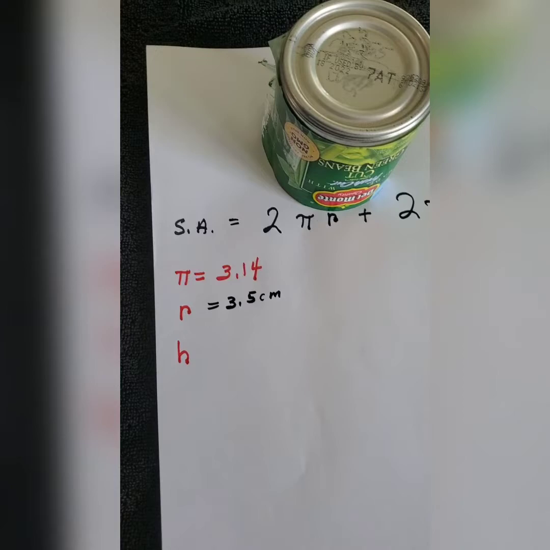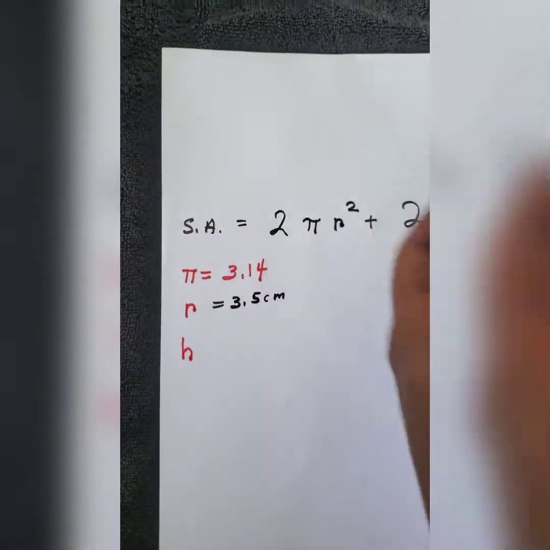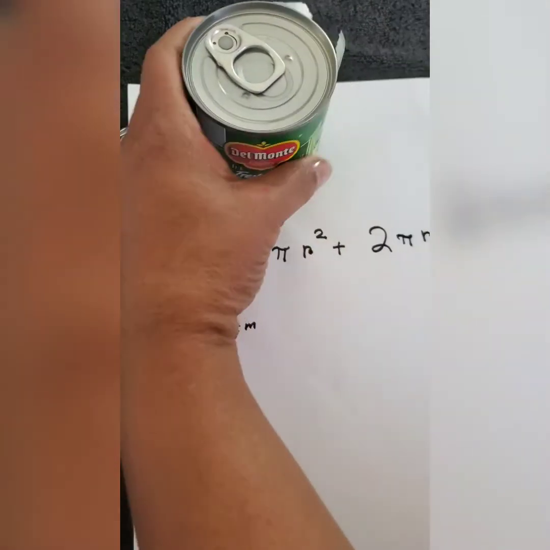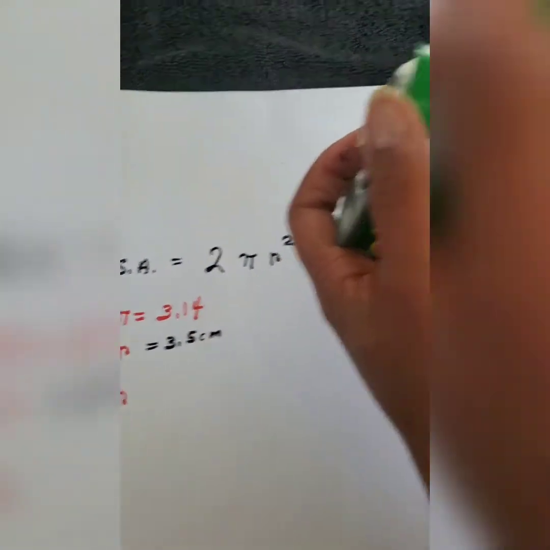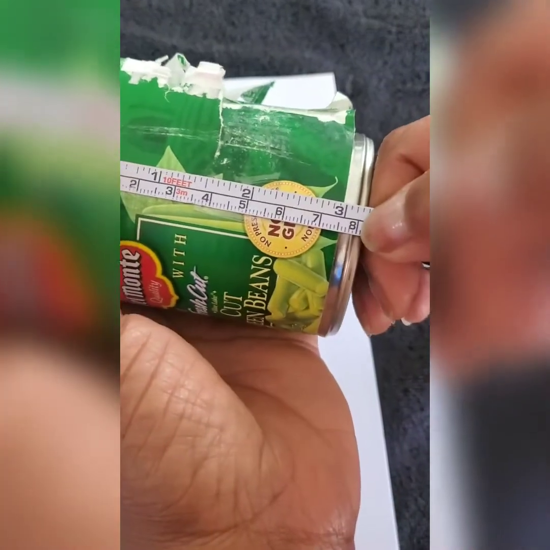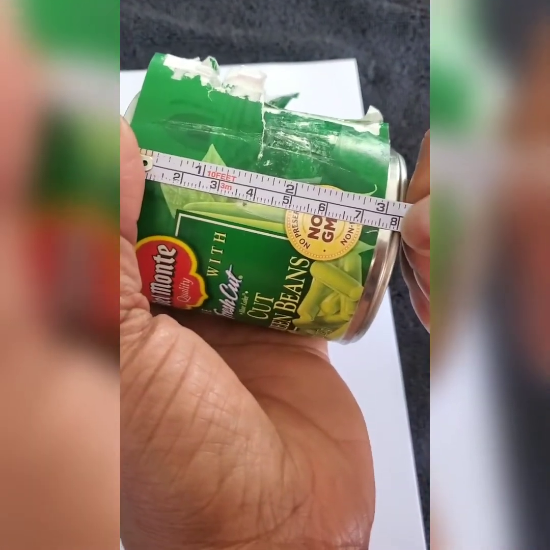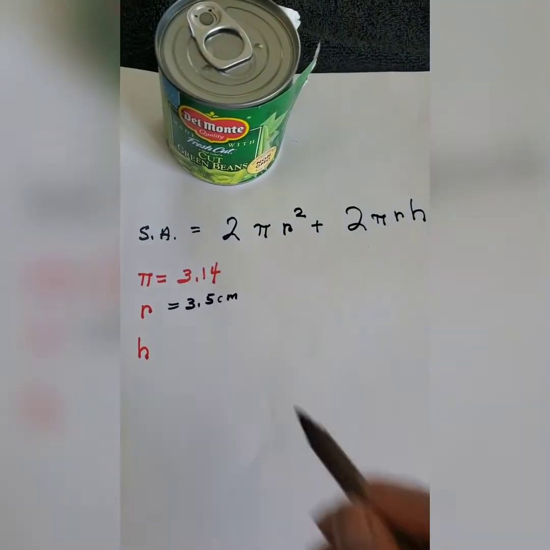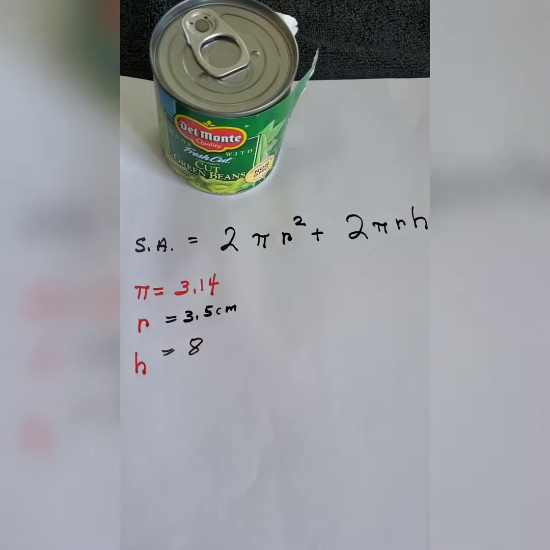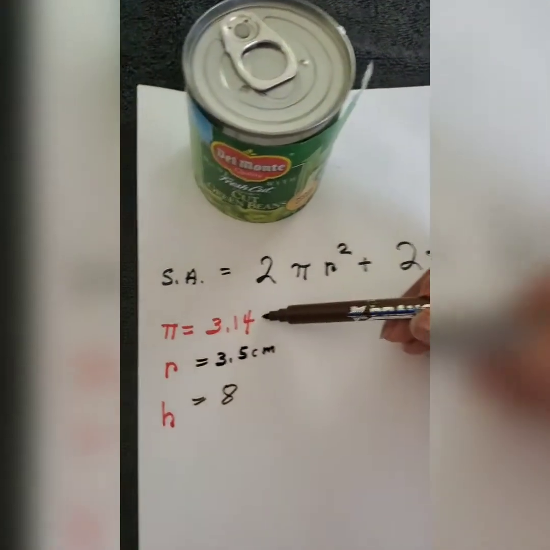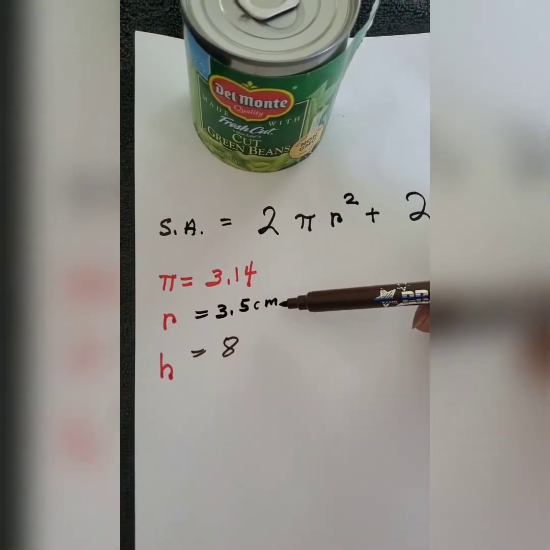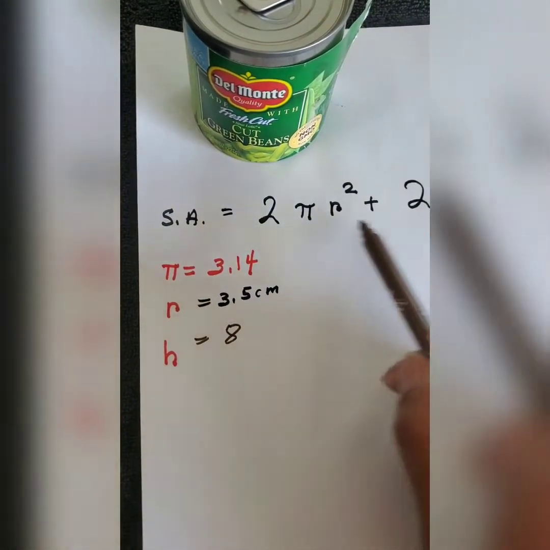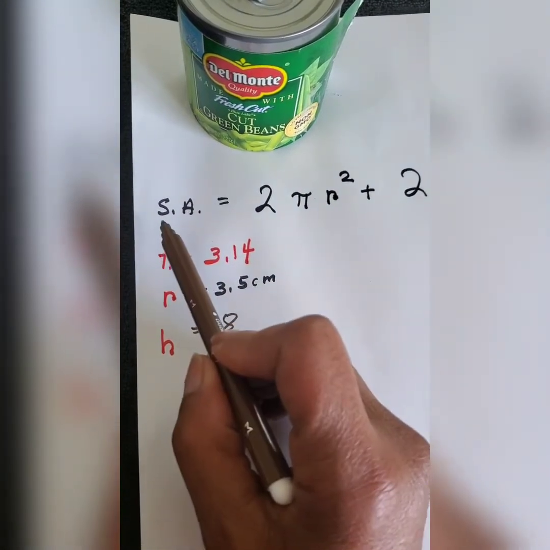Okay, now let's find the height. The height is how tall this can is. It's how tall it is. Now, the height of this can is 8. The height of this can is 8 centimeters. You see that? 8. That's how tall it is. That's h. So my height is equal to 8. So we have pi, radius, height. Now we just have to plug it into this formula to find the surface area.